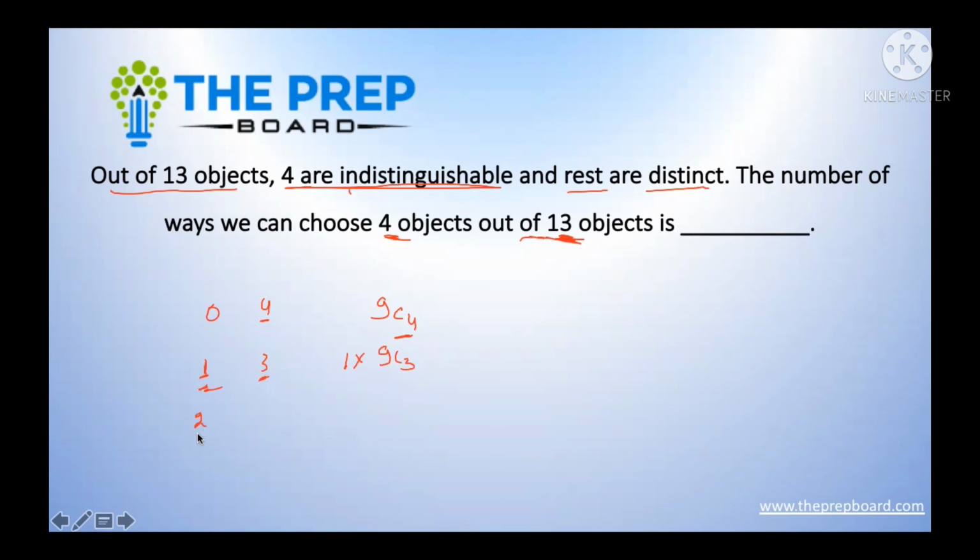Now we can take 2 articles from these 4 indistinguishable articles, and 2 from the rest. Selecting 2 out of 4 indistinguishable articles has just one way, and for the 2 distinct things there's 9C2. Further, there is a possibility where we take 3 identical and 1 distinct, so it's 1 into 9C1, and finally 4 and 0, which is again one way. So now we can solve.